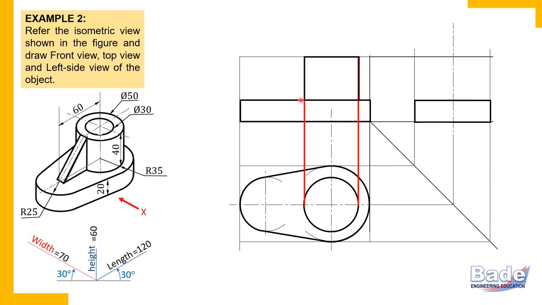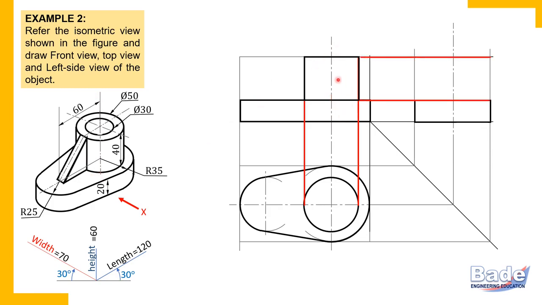Now remember, this is very important. The view in which a cylinder appears as a rectangle, it is very important to draw the axis. So we'll draw the axis. From this center, draw a projector and complete the axis of the cylinder. So this is the vertical axis of the cylinder. Watch here, this is the vertical axis of the cylinder we have drawn here.